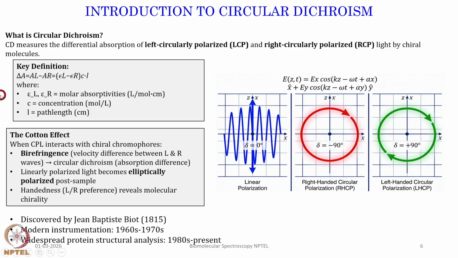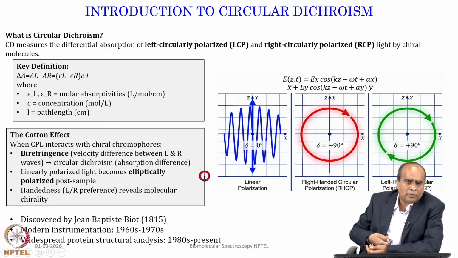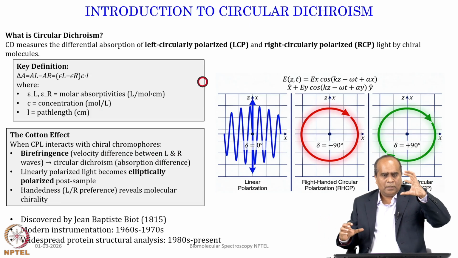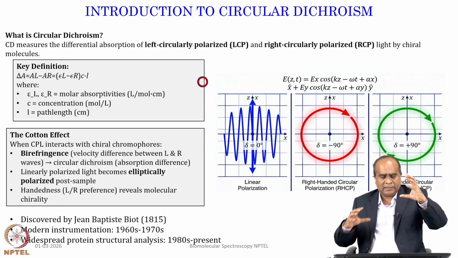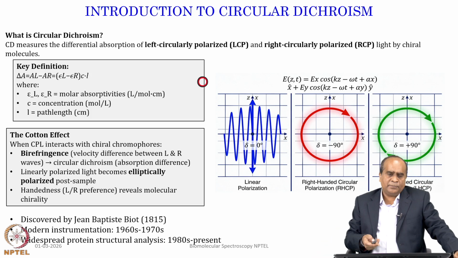Now, there is an effect popularly known as the Cotton effect. When circularly polarized light interacts with a chiral chromophore, we have birefringence, a velocity difference between left-handed and right-handed polarized light, and the circular dichroism absorption difference happens. Linearly polarized light becomes elliptically polarized light, as I talked about, because they are absorbing differently. Rather than becoming circular, one axis becomes longer than the other axis, so it is elliptically polarized after absorption.